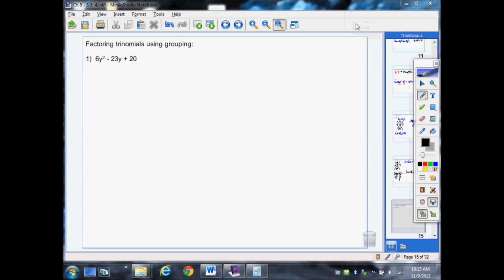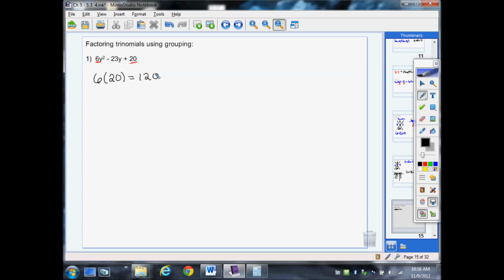This doesn't exactly work. We can make it work, but we have to do something first. Because I have a leading coefficient, I need to deal with that. So the first thing I'm going to do is take my leading coefficient and my final term and multiply those together. Okay. And then I'm going to look for factors of 120.